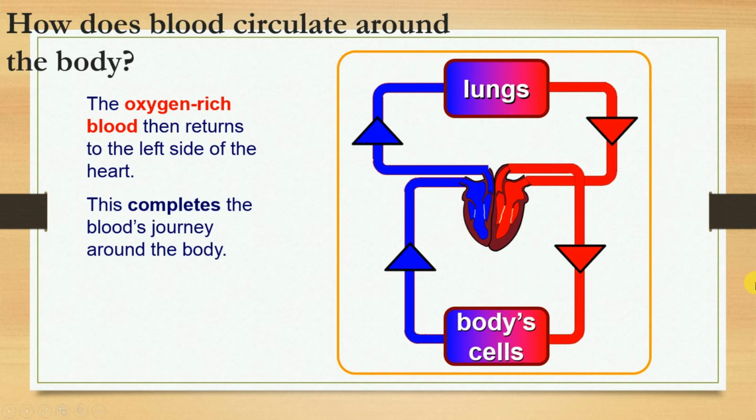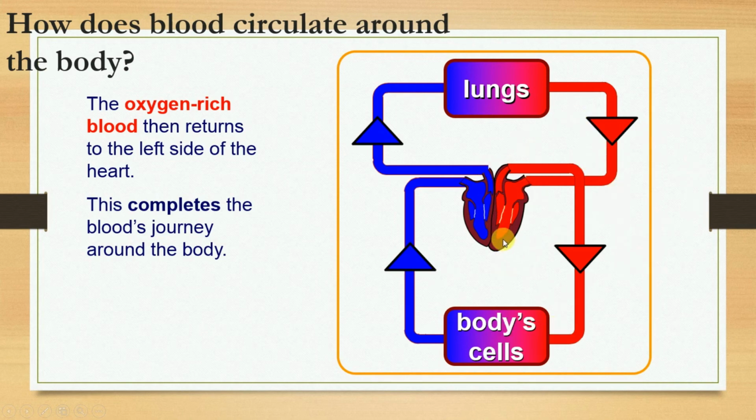This completes the blood's journey around the body. So this is how blood circulates. Let me recap: from the heart, oxygenated blood is brought to the body cells, the middle and lower part of the body, by the aorta, the main artery. Then the vena cava brings the blood back to the heart. Then from the heart, the pulmonary artery takes it to the lungs, where it gets rid of carbon dioxide and absorbs oxygen, and the pulmonary vein brings the blood back to the heart, and the cycle goes on.